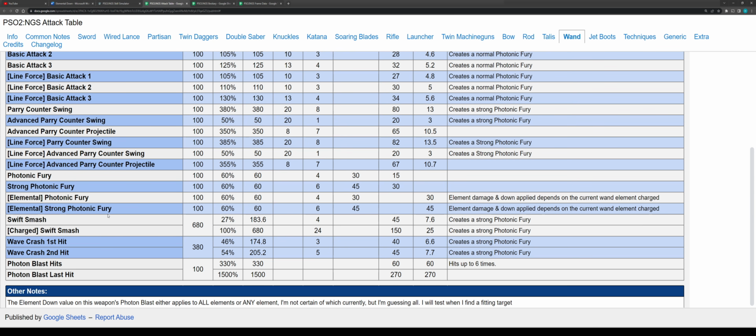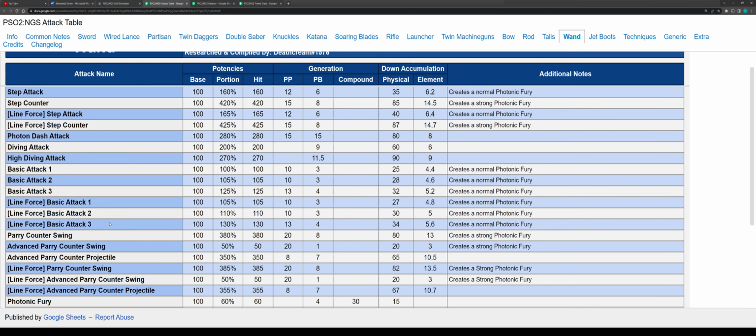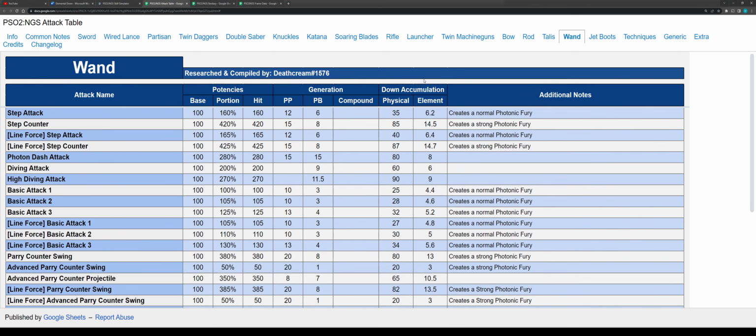Now, I don't want to go through this too much because it's fairly self-explanatory, but what we want to focus on is this down accumulation section. So as you see, for a step attack, it is going to do 35 physical down accumulation. Step counter, 85.